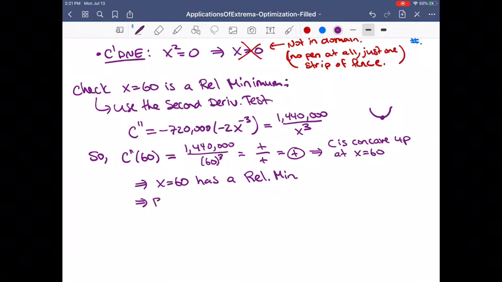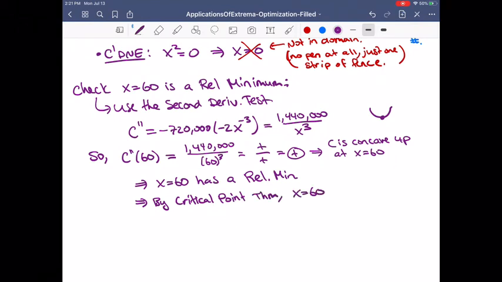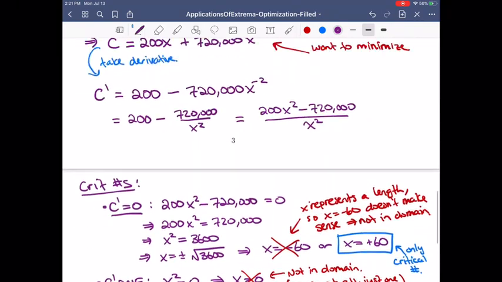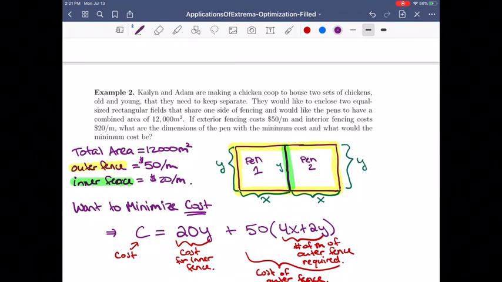So then by the critical point theorem, x equals 60 has an absolute or global minimum. So now we know we have the right point. So this is where it is. Now I encourage you to go back up and read what the question wanted. Here it says, what are the dimensions of the pen with the minimum cost, and what is the minimum cost? So we want to find both the dimensions and the minimum cost.